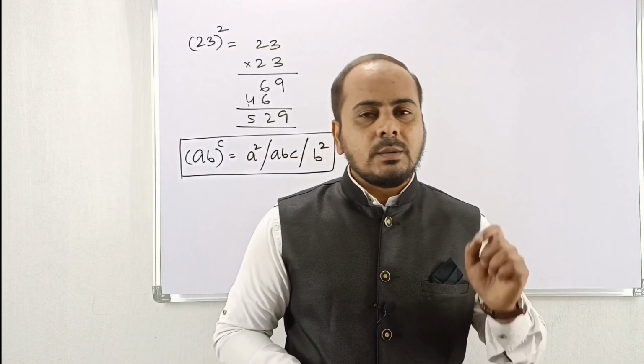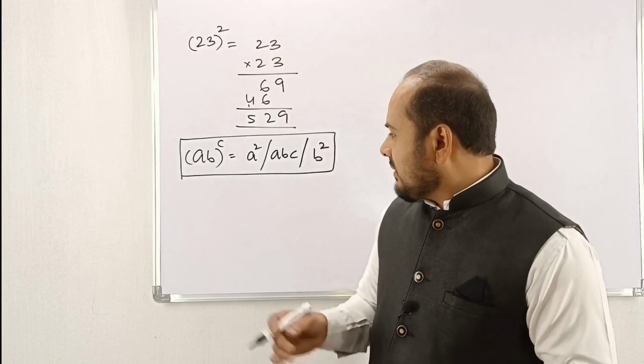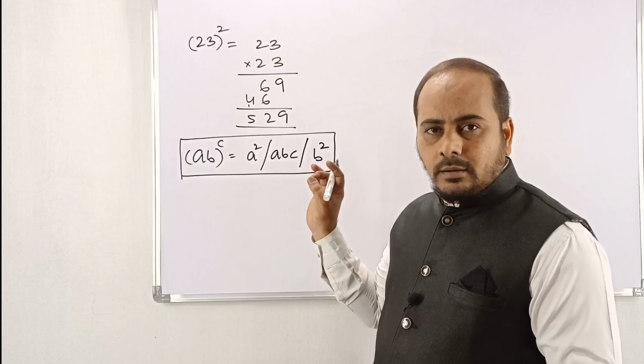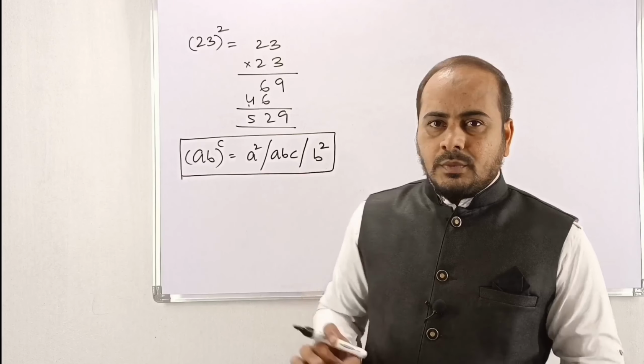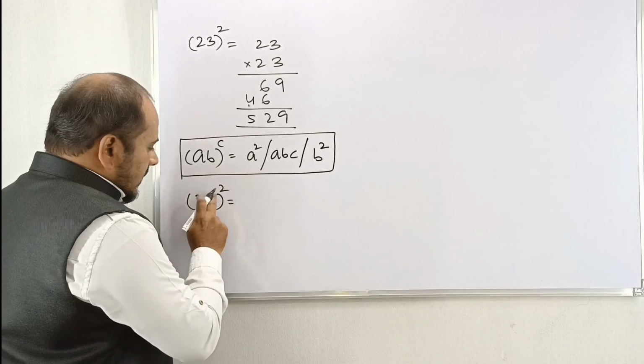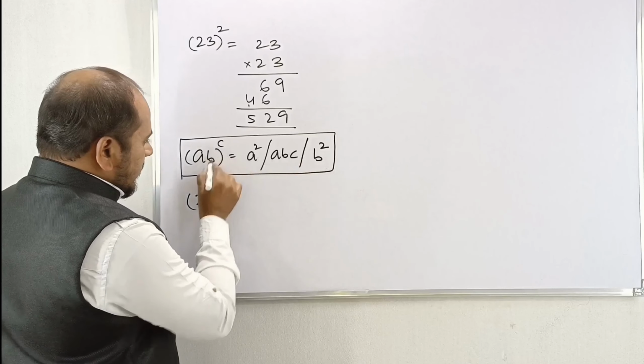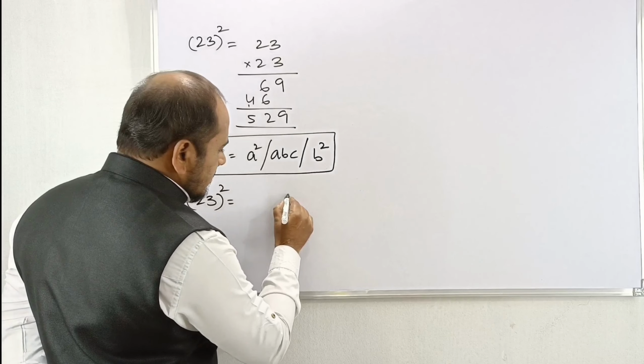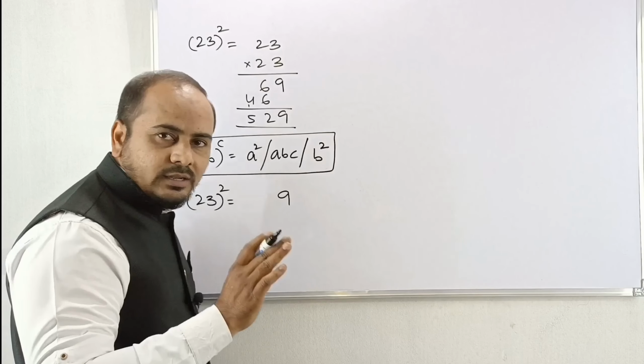By seeing this structure, simply you cannot understand, my dear. We shall do some problems, and you will get a perfect idea. Now come to the same number 23. First 3 square, as we discussed, B square, that means 3 square. 3 square is 9. So you have to write here 9.